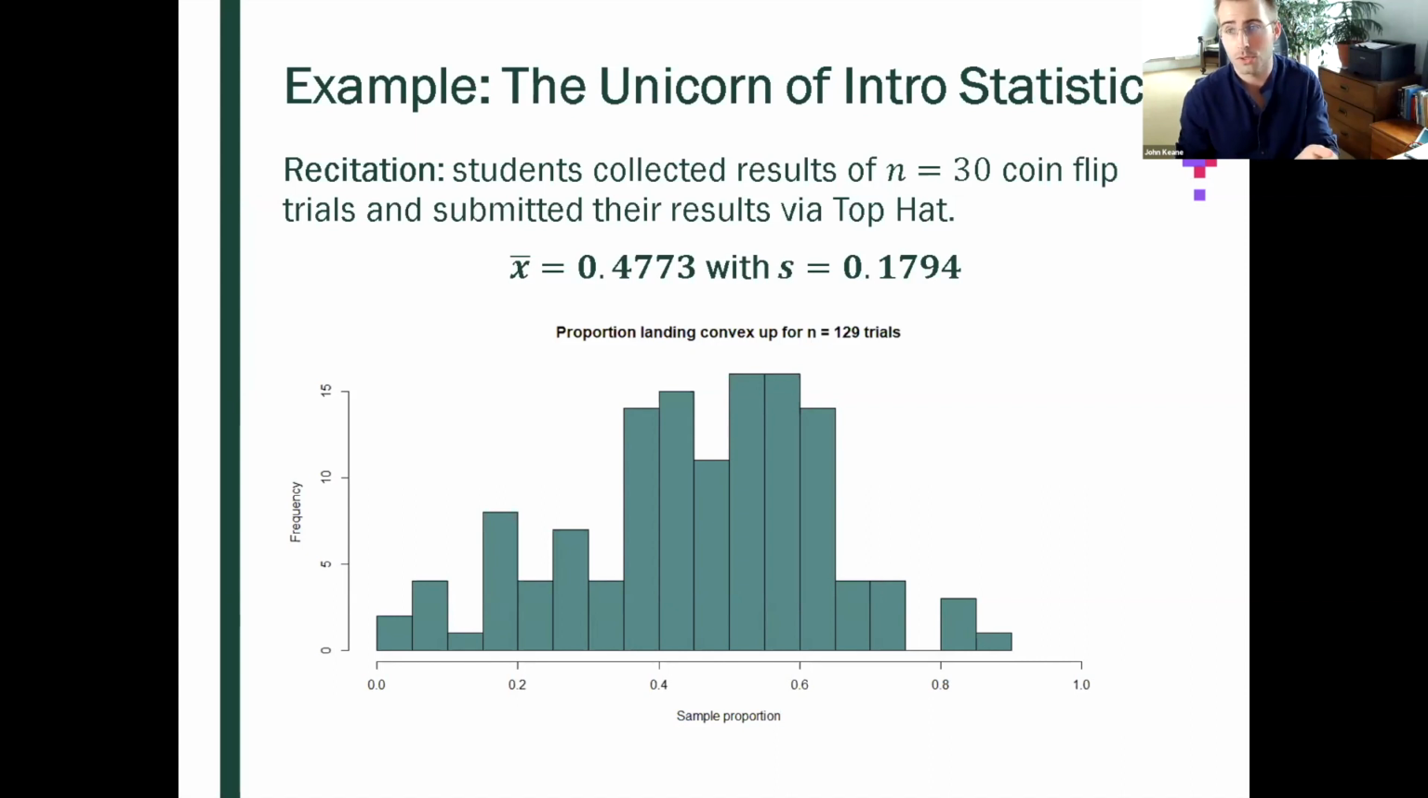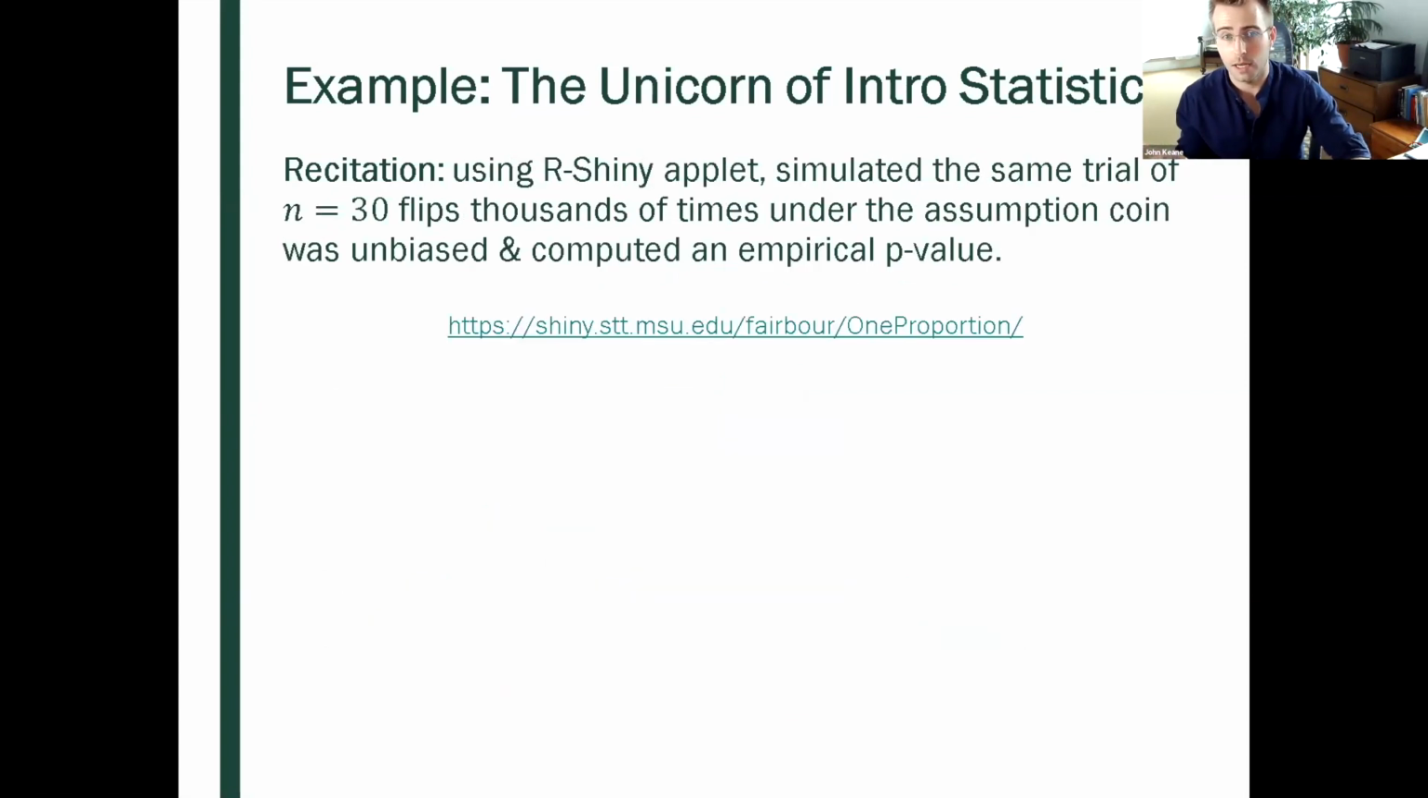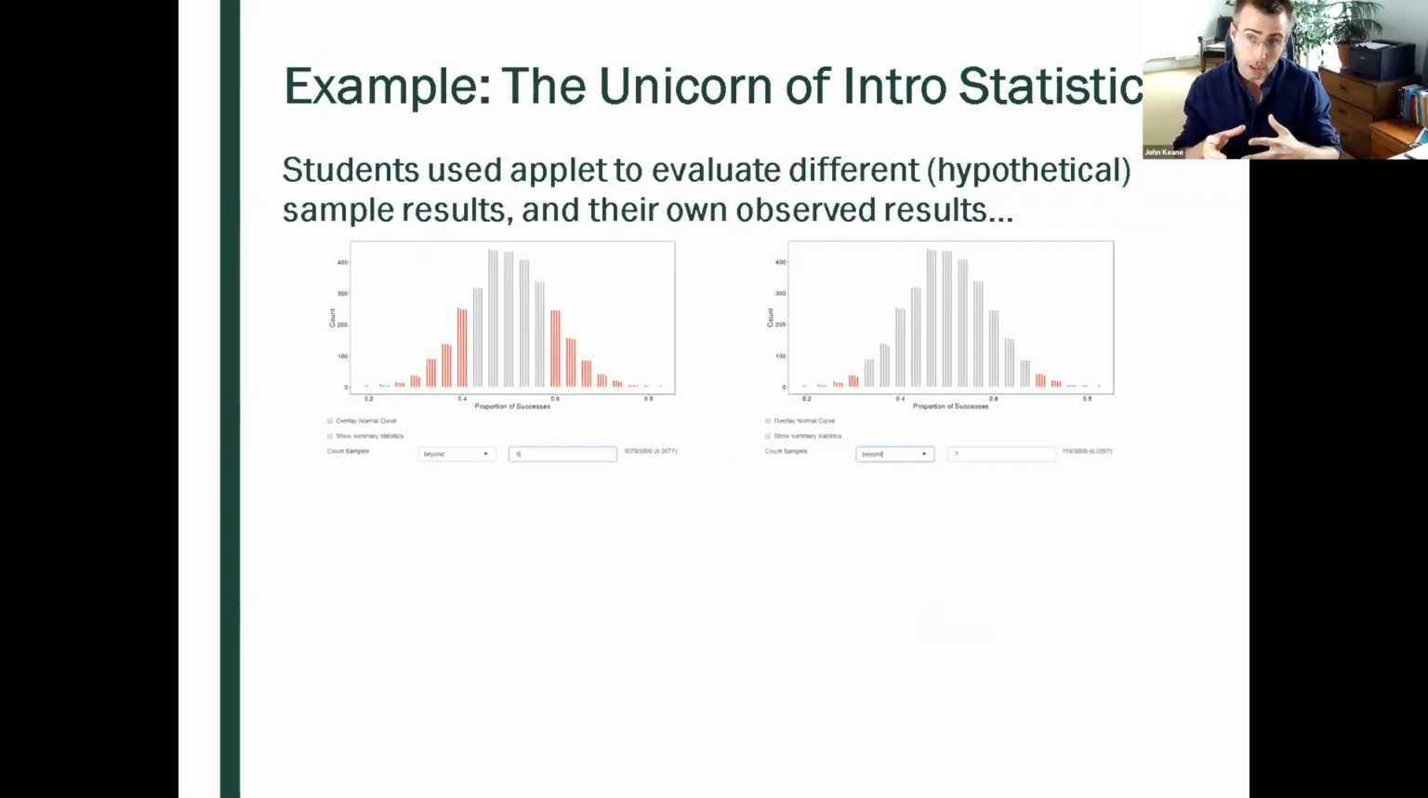Right here, you see the results for a class of 130 that I teach from this spring. Their average sample proportion was 47 or 48% landing concave up, with a standard deviation of about 17 or 18%. Now, what's interesting is that we can then push them out to a Shiny applet. That Shiny applet allows them to simulate doing this process thousands and thousands of times over, and then compute an empirical p-value. They not only compute the p-value for their own results, but also other hypothetical sample results.